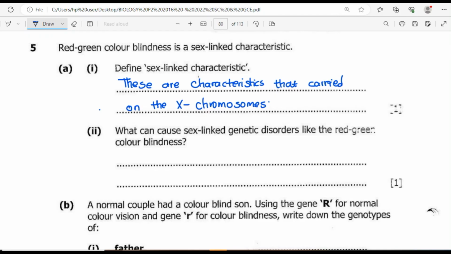Now, how can we summarize? We can just say what causes sex-linked: gene, cataracts. Sometimes a cataract is like a cloud that forms. This cloud is covering the cells that are responsible for colors. As a result, someone cannot see the colors.